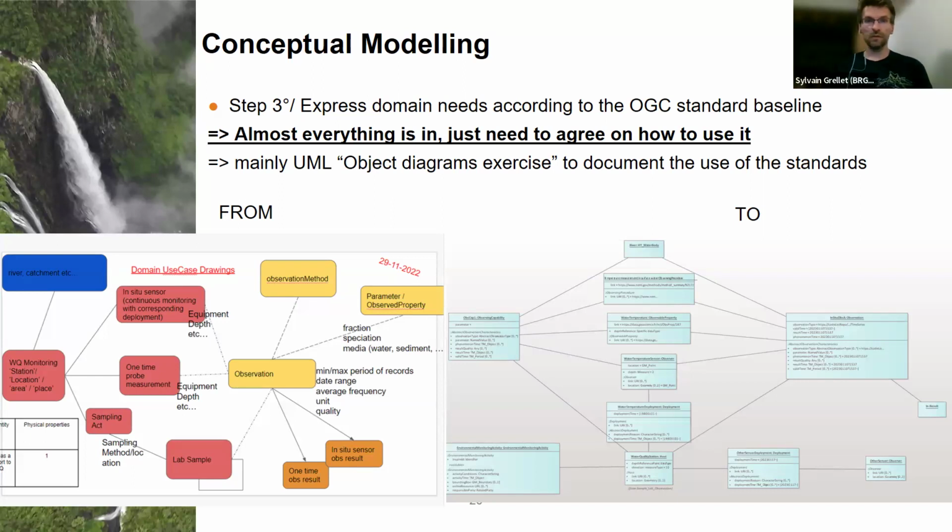And UML has a good type of diagram for that. It's called object diagrams. It explains to people how you fill in one class, called, say, observation or hydro unit, from the standards themselves with real data. It's more about accompanying people into using standards at this point.